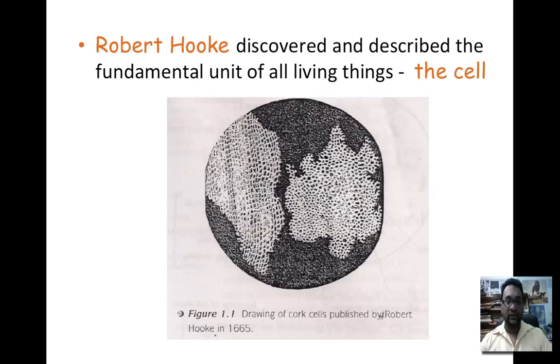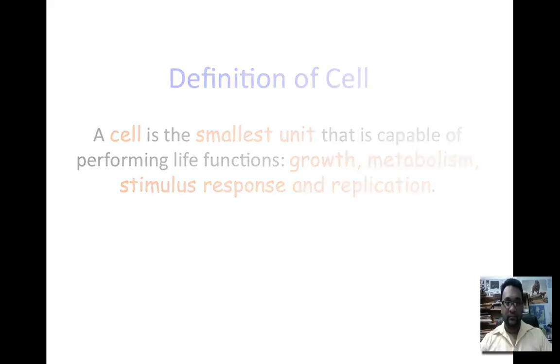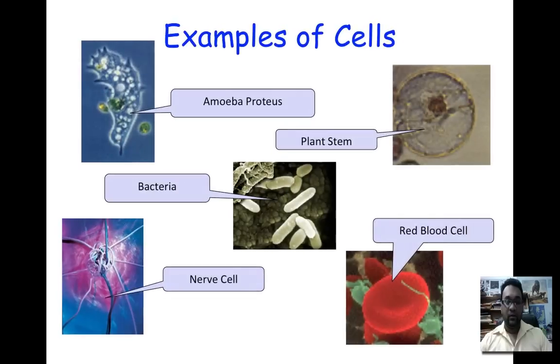Alright, so Robert Hooke discovered and described the fundamental unit of all living things, and he called it the cell. So what exactly is a cell? A cell is the smallest unit that is capable of performing life functions, which are growth, metabolism, stimulus, and replication. Now all these are examples of cells, and as you can see, they differ in shapes and sizes, and that's because they have different functions.